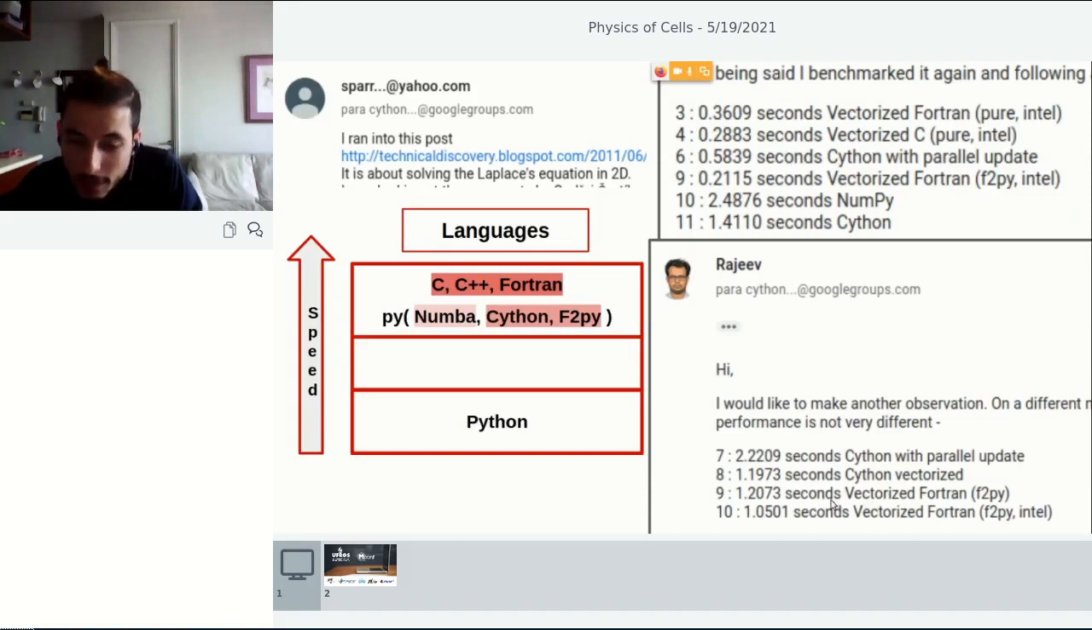Oh, okay. So in this situation here, we actually have F2py faster than Cython, but it depends, because in run 8 here you can see that the Cython vectorized is running at the same speed as Fortran. So you are seeing a lot of names and a lot of different things. You have a parallel update, non-parallel update, basically to say that when you are running Cython, Numba, F2py, C, C++, Fortran, there is not one that's fast. All of them are fast, and if you code it right, they will be fast.